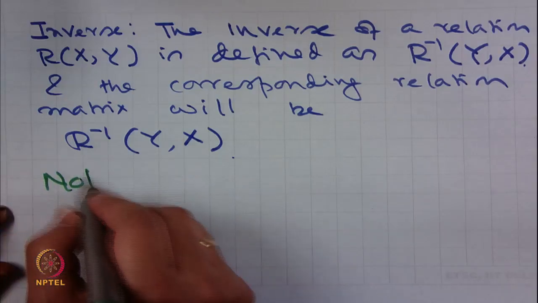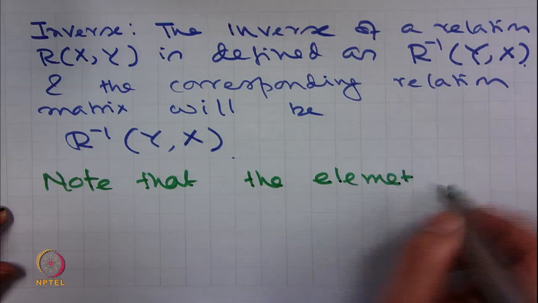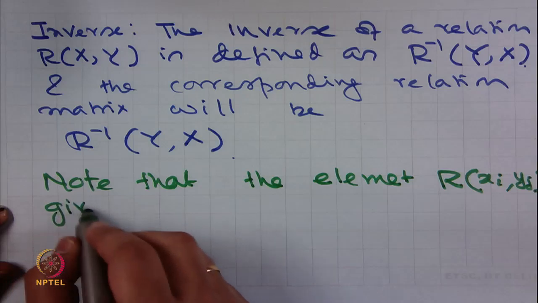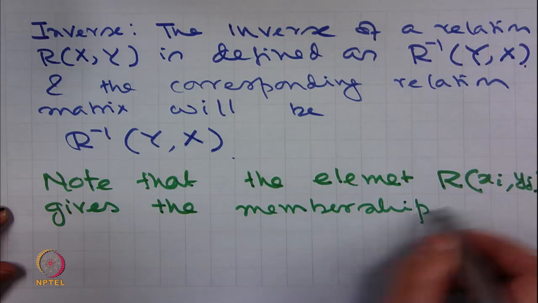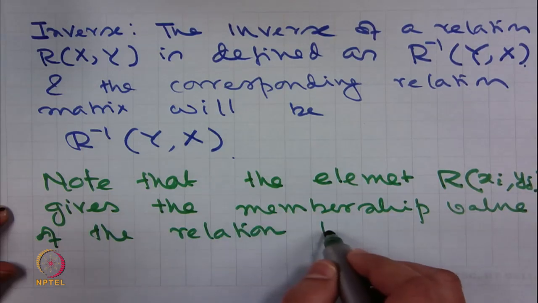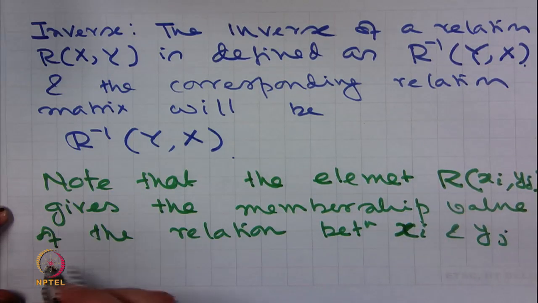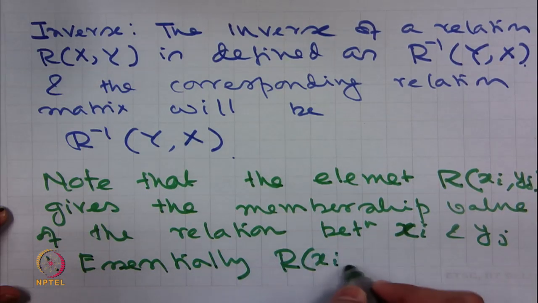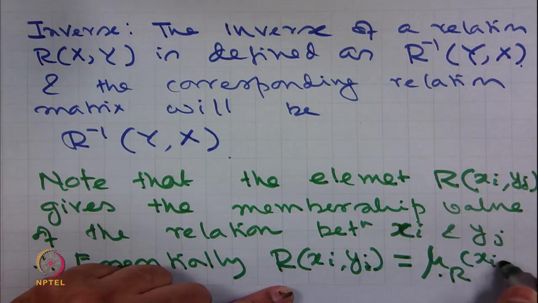Note that the element R(x_i, y_j) gives the membership value of the relation between x_i and y_j. Therefore, essentially, this element R(x_i, y_j) is mu_R(x_i, y_j).